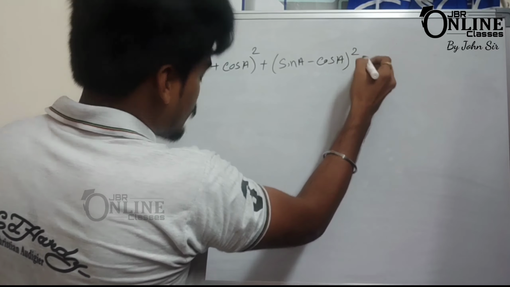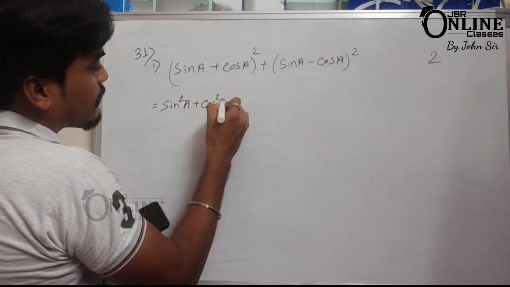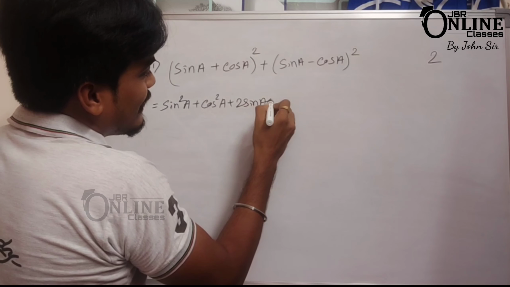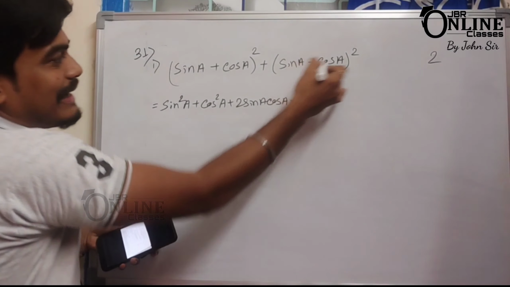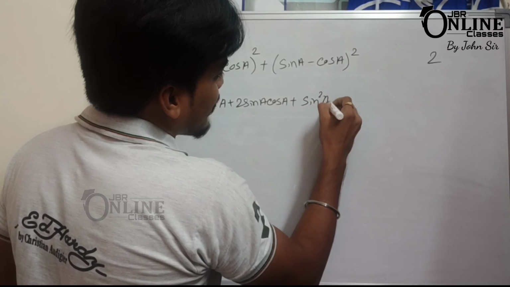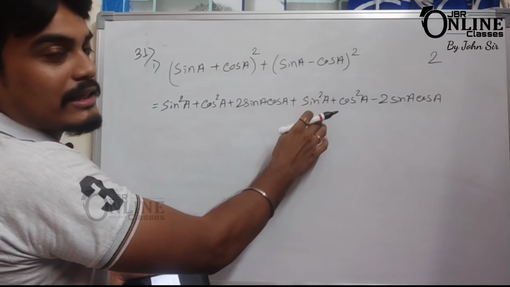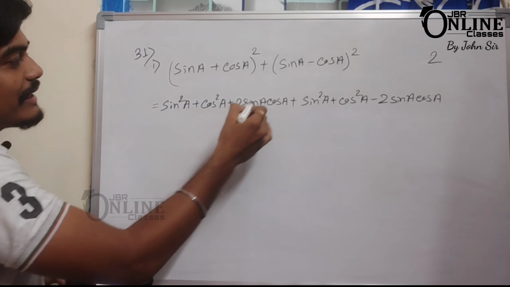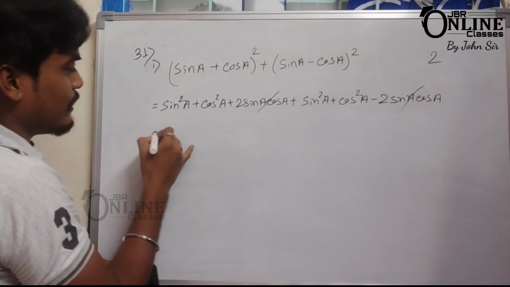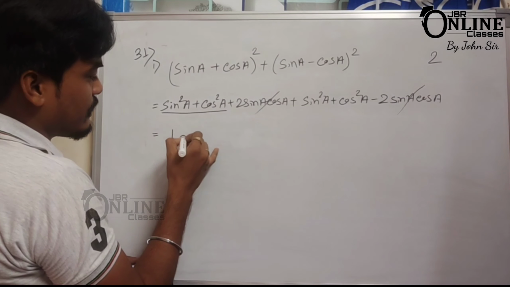Here I can apply the A plus B whole square formula. So it will be sin square A, cos square A, and 2 sin A cos A. Next, the A minus B whole square formula. So it's sin square A, cos square A, and then minus 2 sin A cos A. All of you know the formula: A plus B whole square is A square plus B square plus 2AB, and A minus B whole square is A square plus B square minus 2AB. In that case, 2 sin A cos A and minus 2 sin A cos A cancel out, and sin square A plus cos square A equals 1.